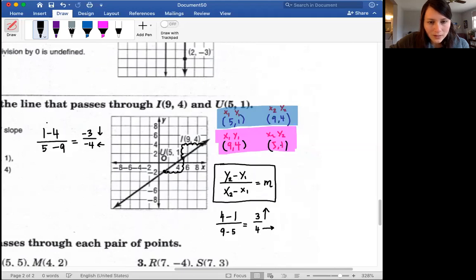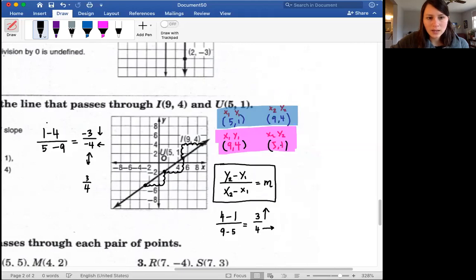Oh my goodness, what just happened? My point that follows this pattern is on the line. So I'm going to keep going down 1, 2, 3, and then to the left 4. 1, 2, 3, 4. Guess what? If I follow this pattern, it's still on the line. So see how a negative 3 over a negative 4 is the same thing as a positive 3 over positive 4, because a negative over a negative is just positive.